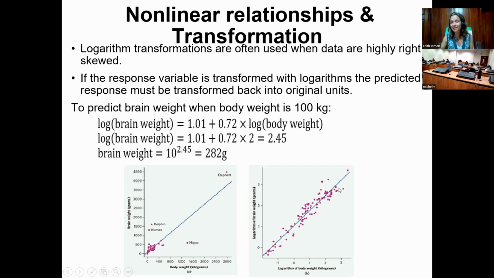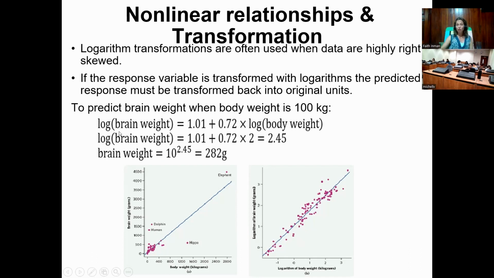But here you can see that it makes a nice linear relationship between these variables as long as you log transform them. But then when you want to back transform to get your predicted brain weight, let's say you want to get the brain weight when the body weight is equal to 100 kilograms, right? You want to say, okay, if my body weight is down here, what is my predicted brain weight? What should be right on this line?